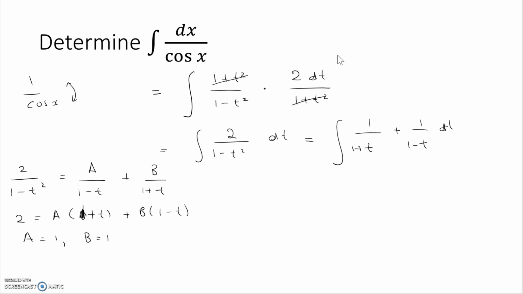That's a straightforward natural log integration. So it's the natural log of 1 plus t minus, now just be careful here, the natural log of 1 minus t, and that's minus because of this minus here. We've got an extra minus sign, so we can combine those and write it as a division.